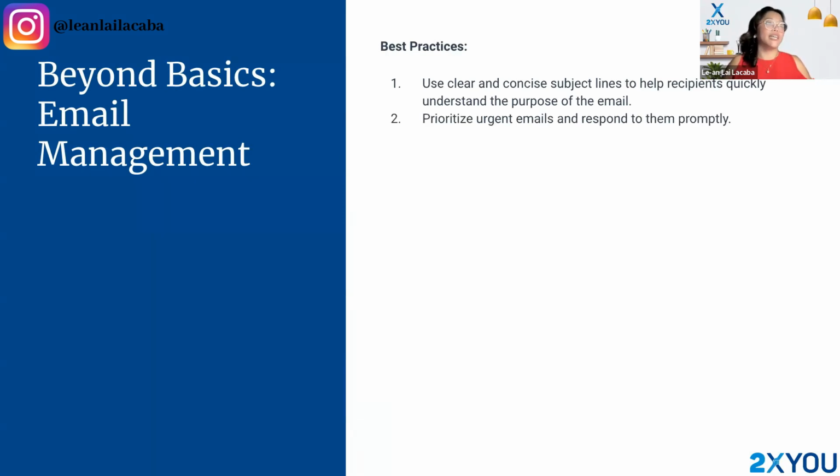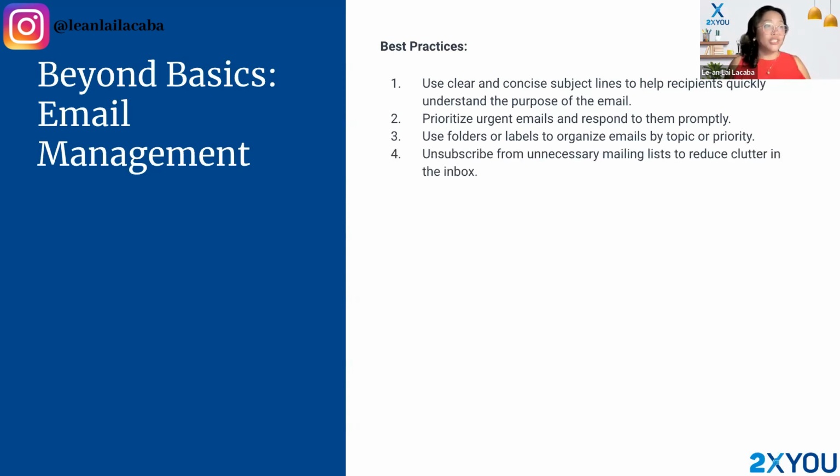Next is prioritize urgent emails and try to respond to them promptly and quickly. And then use folders or labels to organize emails by topic or priority. Unsubscribe from unnecessary mailing lists to reduce clutter in the inbox. So if you notice that your client always gets this kind of email and they delete it anyway, they don't even read it, probably time to just unsubscribe so it doesn't fill up the inbox every single day.